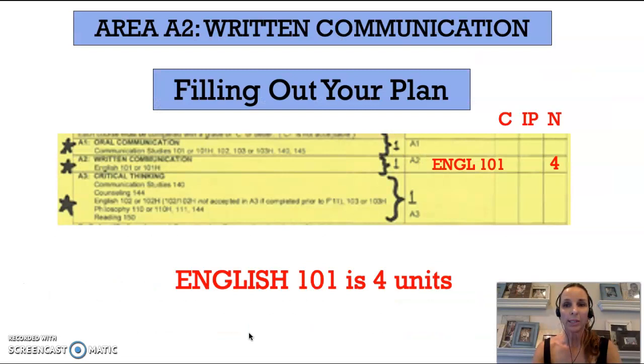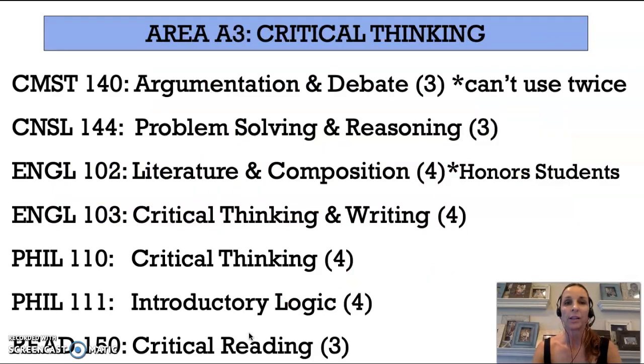So English 101 is the written communication requirement. That's a 4-unit class. A3 is your critical thinking. There's lots to choose from. Some are 4 units, some are 3. Communications 140, you might have noticed, was also in the communications requirement. You can only use it once though, unfortunately. So you'd have to pick something else if you chose Communications 140 to use for your communications class.